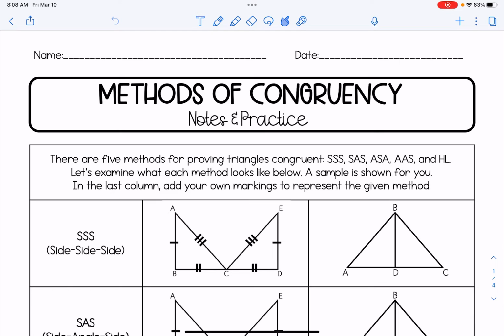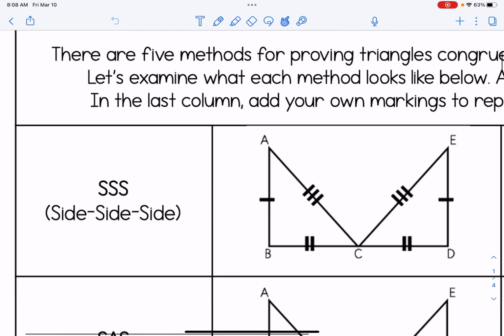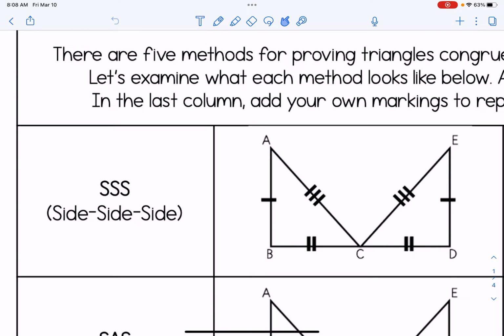A sample is shown for you. In the last column, we're going to add our own markings to represent the given method. First, if we take a look at side, side, side, the key is that all 3 sides in each triangle are marked off with congruent symbols. So we can see triangle ABC is congruent to triangle EDC by side, side, side there. If we need a hint, all sides are marked.